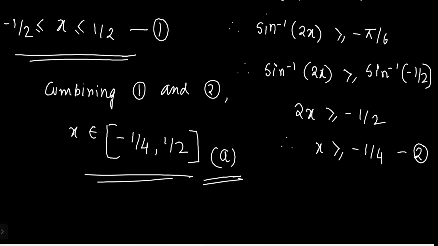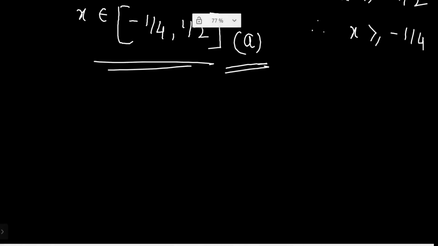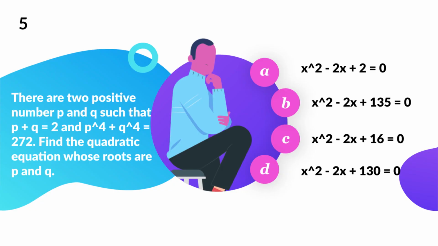Now we come to the fifth question. It is an important question from JEE Main 2021. It is given that there are two positive numbers p and q such that p plus q is equal to 2 and p to the power 4 plus q to the power 4 is equal to 272. Now you have to find the quadratic equation whose roots are p and q. It is a very simple question.